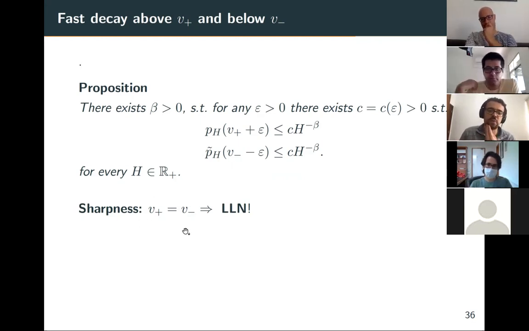This is what Augusto called sharpness, inspired by percolation. And if we ever prove this sharpness, then we get the law of large numbers, because we just plug V plus and V minus equal to V in these two inequalities. This specific value of V is important because it's hard to go faster than it, and it's hard to go slower than it. And so then you have to go exactly at speed V.